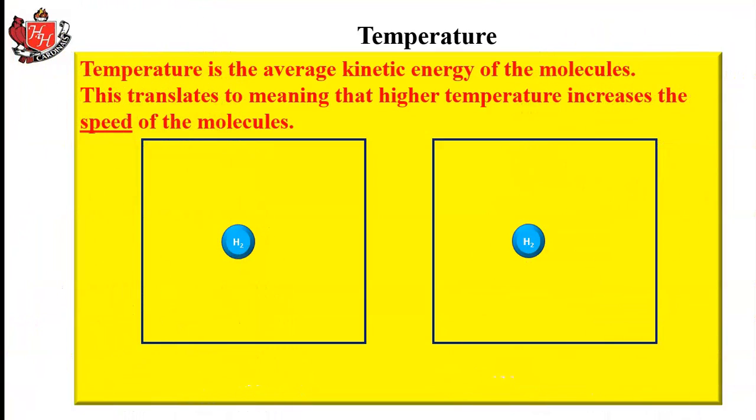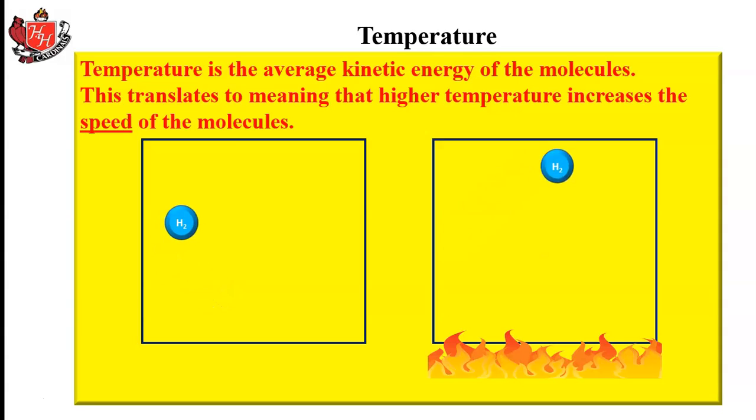All right, so temperature is the average kinetic energy of the molecules. This translates to meaning that for a specific type of particle, in this case a hydrogen molecule, the higher temperature increases the speed of the molecule. So you have this one at normal room temperature, and then if you take that same particle and turn up the heat underneath it, it goes faster. So just think of temperature as increasing the speed of particles, molecules, atoms, whatever you have in there.